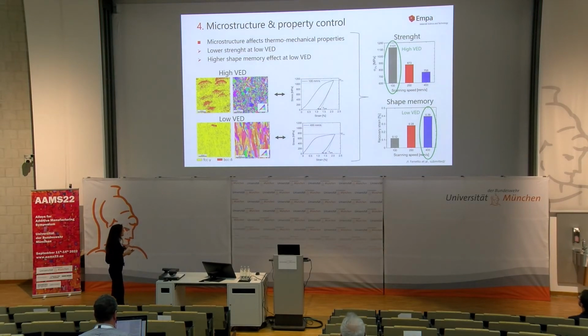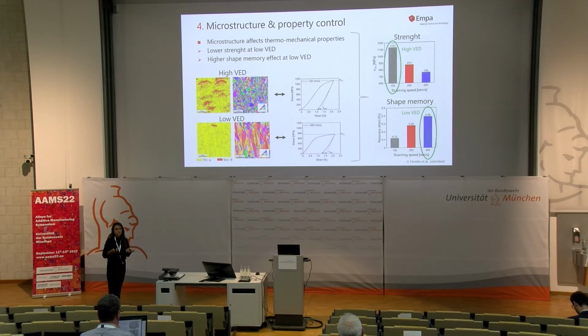And here is an example already shown by Christian, where we can see that with the high volumetric energy density microstructure, we can really improve the strength of the material. Okay, but we gain in strength, but we lose in shape memory properties. The shape memory properties can be increased with the microstructure obtained with a low volumetric energy density. Here the shape memory property increases a lot, but it's again a trade-off, because we gain in shape memory property, but we lose in strength.